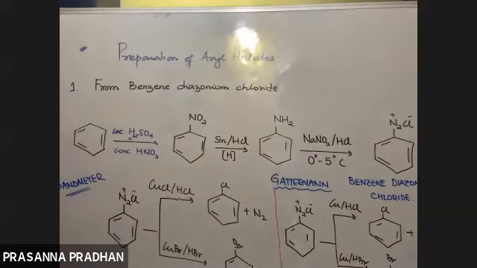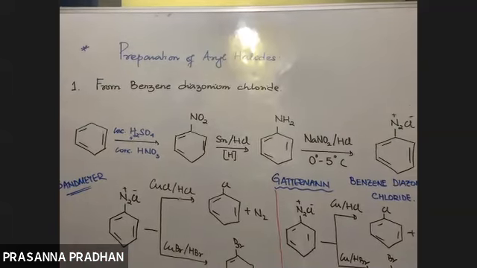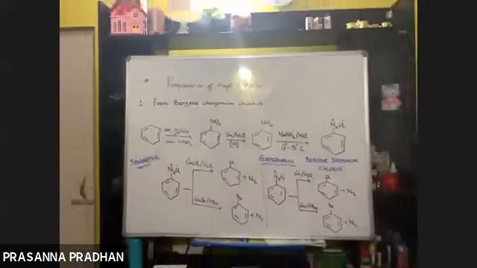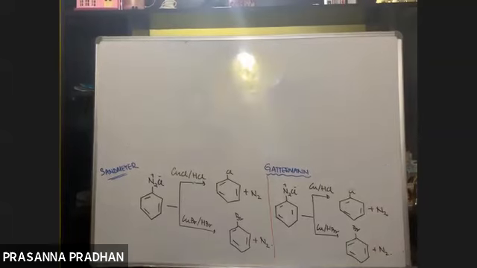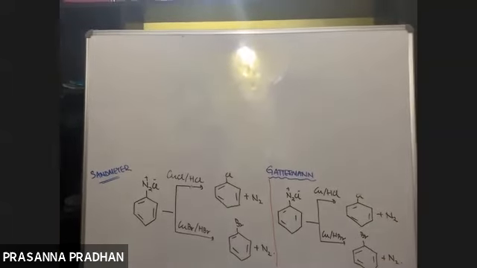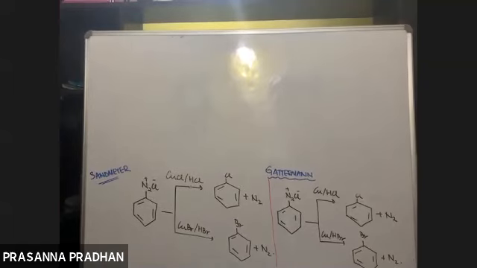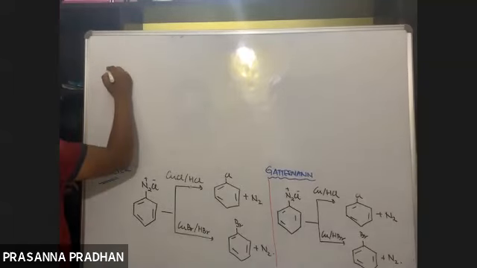So one is the Sandmeyer reaction, the other one is the Gattermann reaction. So if the transformation comes, you can use either of these reactions. Mostly, whatever questions we can expect here, not only chlorobenzene and bromobenzene, we can prepare iodobenzene as well.